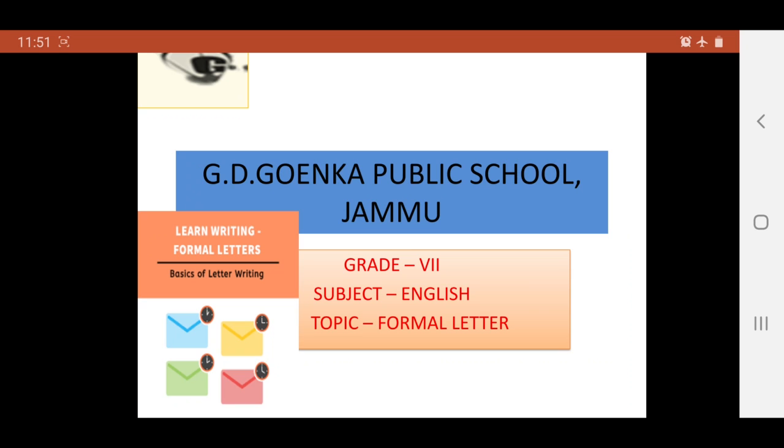Students, today we'll be taking up a new topic of our writing section, that is formal letter. I hope all of you are very well aware of what formal letters are. Yes, these letters are written in a very organized way and are written for official purposes.